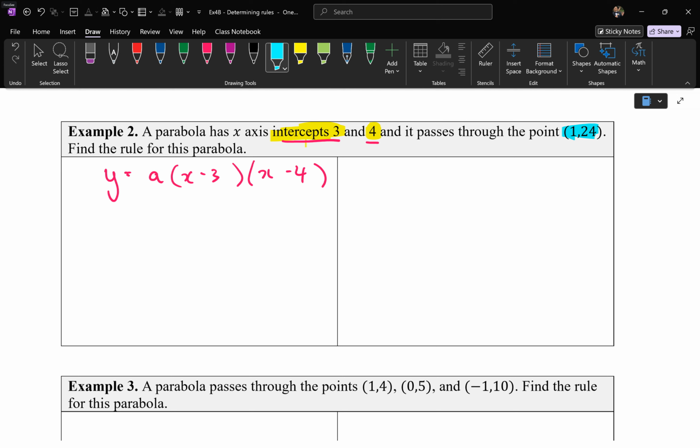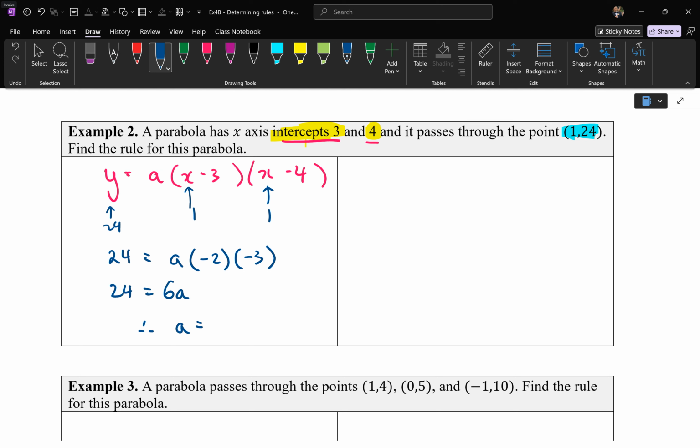Alrighty, let's work this one out. So it should be 1, 24. So here we go. When x is 1, y should be 24. 24 is equal to a times 1 take away 3 is negative 2. 1 take away 4 is negative 3. So together 6a is equal to 24, and therefore a must equal to 24 on 6, which is 4. That gives my equation as 4 bracket x minus 3 times x minus 4. So far, pretty straightforward. Pretty good.